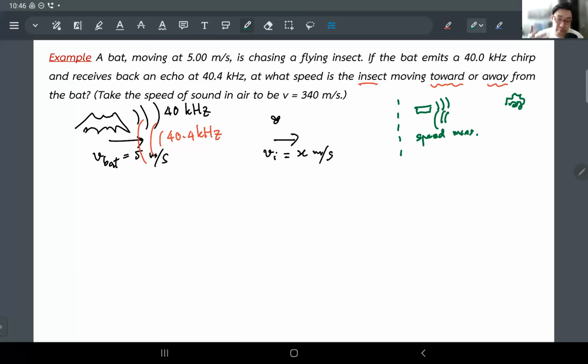I mean, you saw policemen use the gun or whatever, shooting at the car, or there's a camera looking at the car that's moving, and then you can check the speed right away on the highway and other places. That is the same Doppler effect. With me, guys? That's the idea.